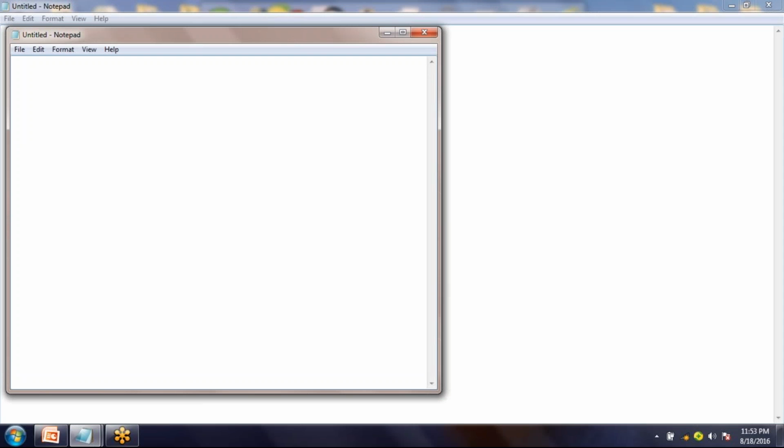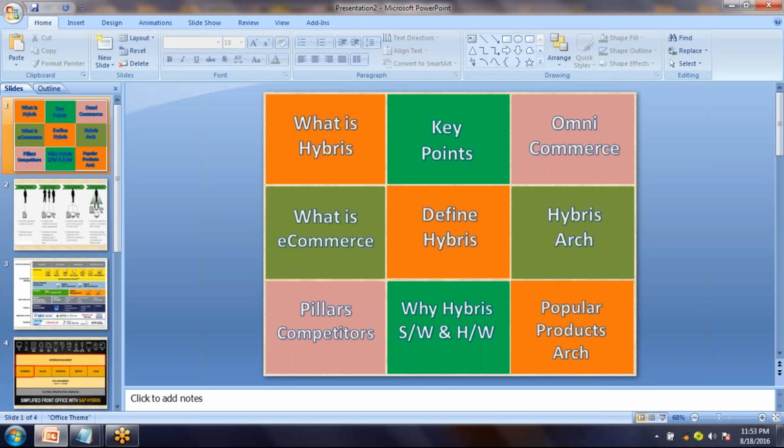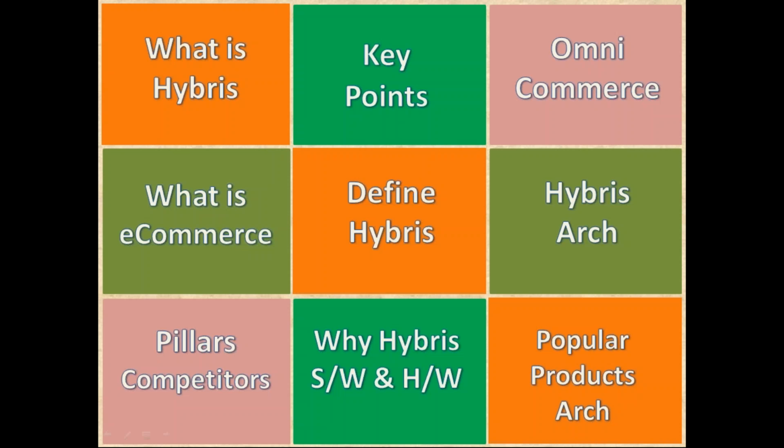Let's understand what is Hybris. Before we understand what is Hybris, let's see the agenda today. First, we'll understand what is Hybris, then what are the key points or key trends in the market. Then we will understand what is omni-commerce or omni-channel. There are a lot of buzzwords about the omni-channel. We will understand about that one today.